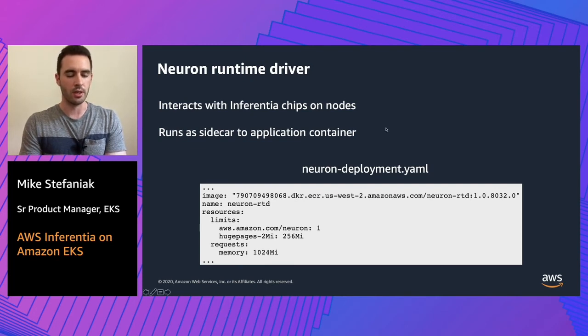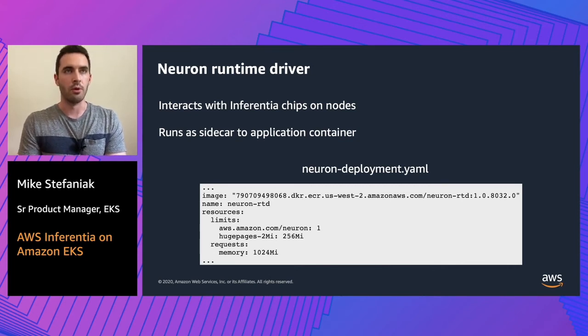So if you look at this, and I'll show a more full example in a minute, if you look at this deployment file, we can see there's a second image, a sidecar image we're going to run next to our application. And it's this Neuron runtime driver. And you can see this is where you actually request the Neuron and the huge pages. So you just have to replace your ML serving container with a Neuron optimized version such as Neuron TensorFlow, and then you add your sidecar container to your deployment.